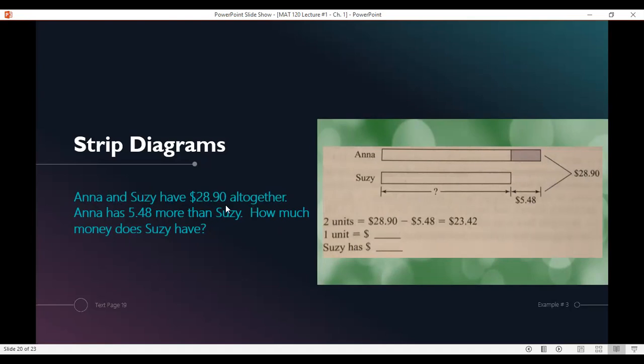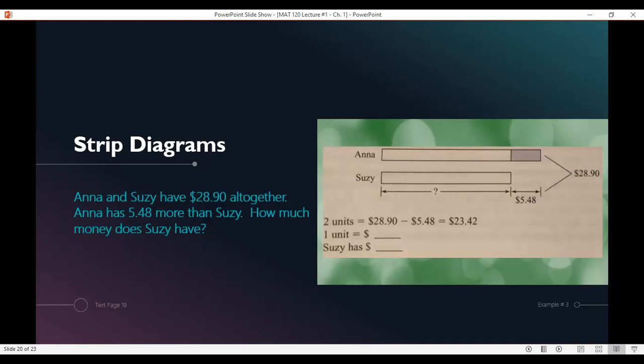I do understand also that Anna and Susie have the same amount of money together, but Anna has more than Susie. So what I'll do is I'll extend Anna to be a little bit longer than Susie, like this, and cut it right where Susie is to show that this rectangle and this rectangle represent congruent or equal quantities.